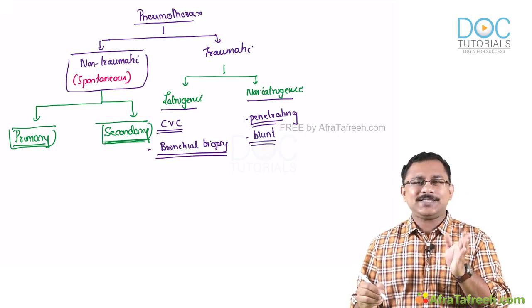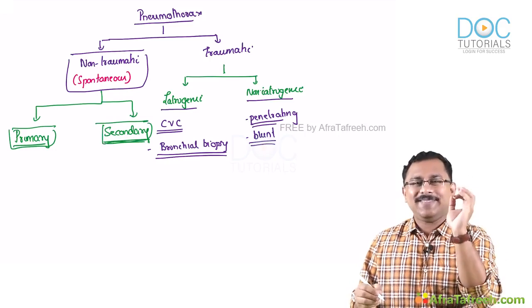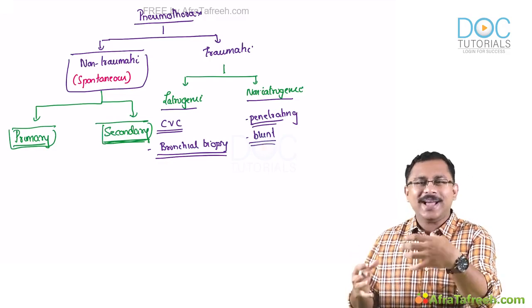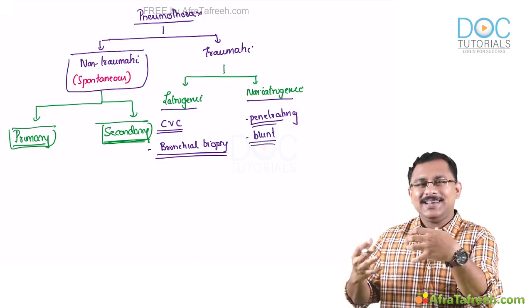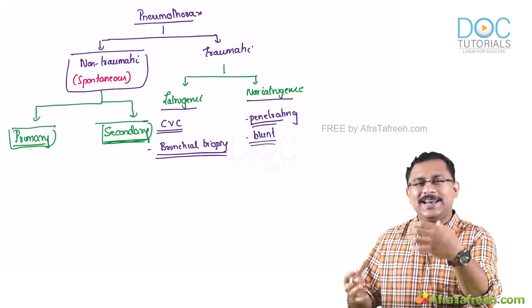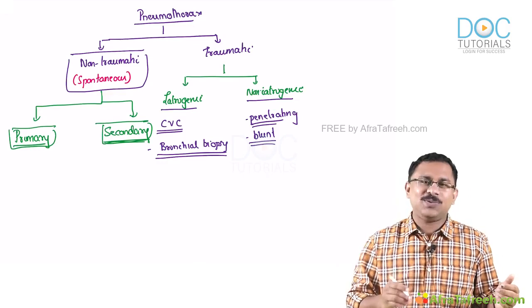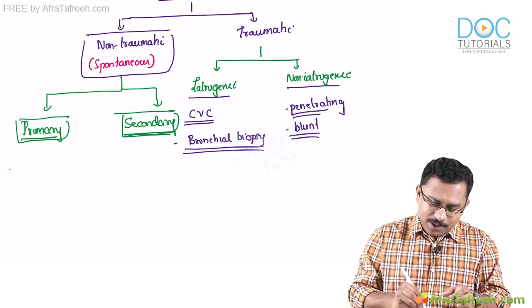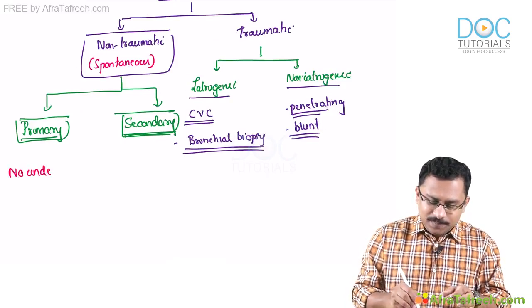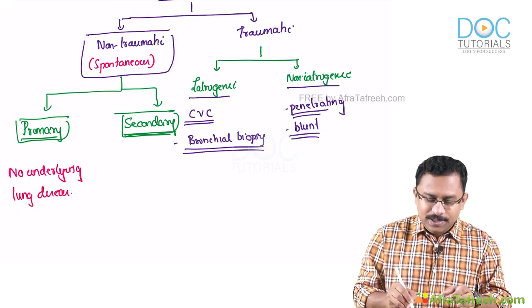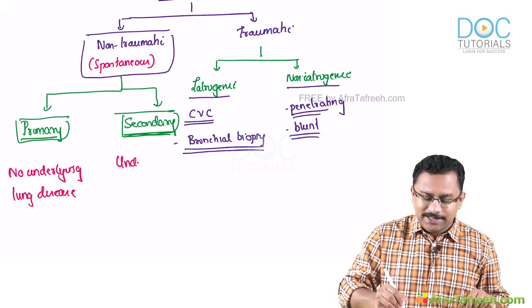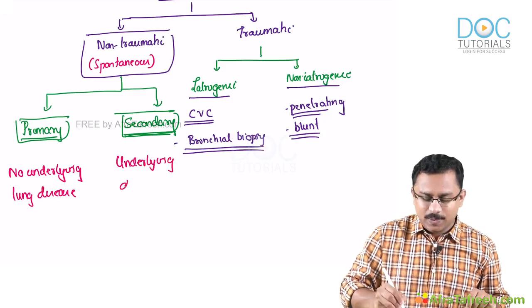Primary spontaneous pneumothorax means a pneumothorax that develops in an otherwise normal lung. So the patient does not have any underlying lung disease, and still he is developing a pneumothorax. That is what you call the primary spontaneous pneumothorax. Whereas in case of secondary spontaneous pneumothorax, the patient has underlying lung disease.